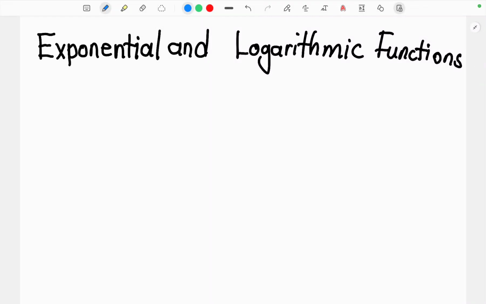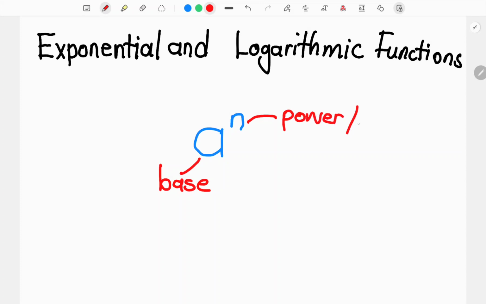In this video, I'll demonstrate how exponential and logarithmic functions work. The first thing you need to understand is a to the power of n. What is a? A represents the base, and n represents the power or the exponent. So that's the first very important thing.